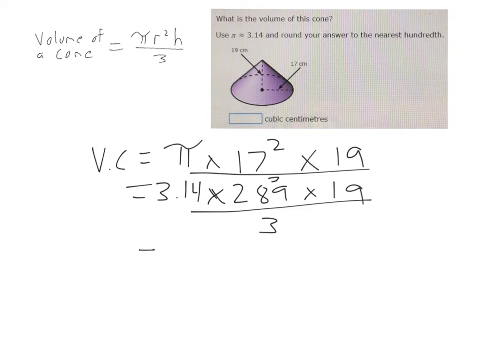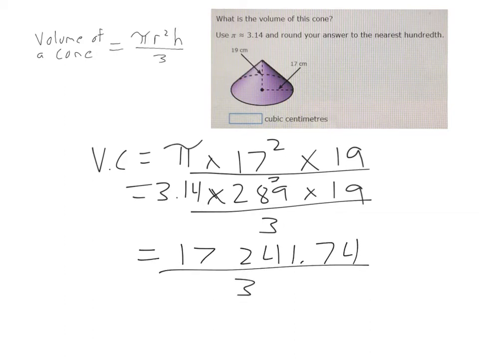Let's see. Yeah, so the answer for that multiplication came out to be 17,241.74. I still need to divide that by 3. So according to the calculator, that comes out to be 5,747.246. So the 6 in the thousandths place is going to mean we're going to round that 4 up to a 5. And that is centimeters cubed, volume of a cone.